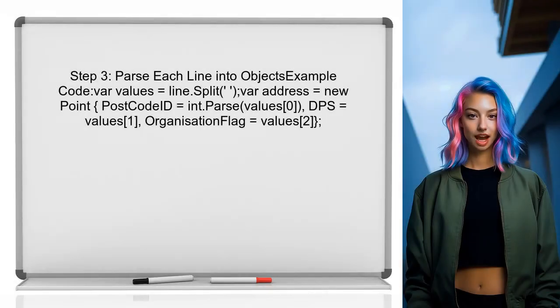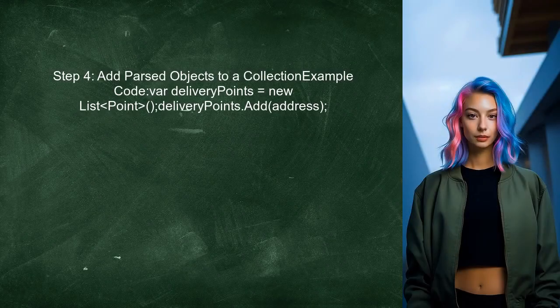Next, the user should parse each line into the desired object type. This can be done using a simple split method to handle the tab-separated values. Finally, the user can add each parsed object to a collection, such as a list. This way, they can accumulate the results without overwhelming memory resources.